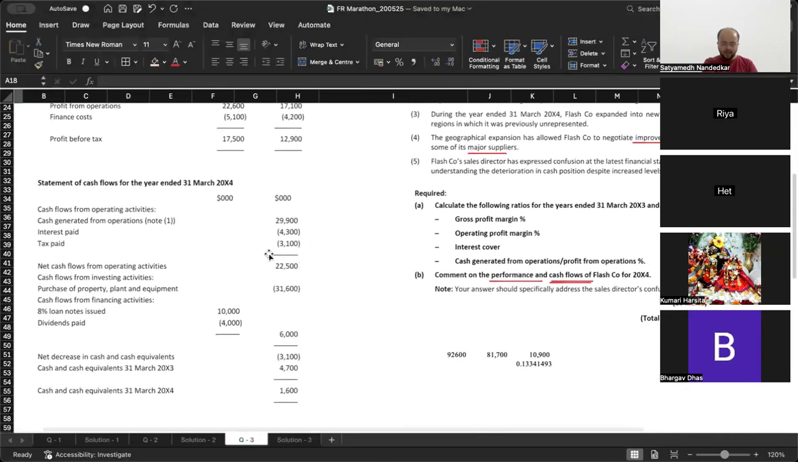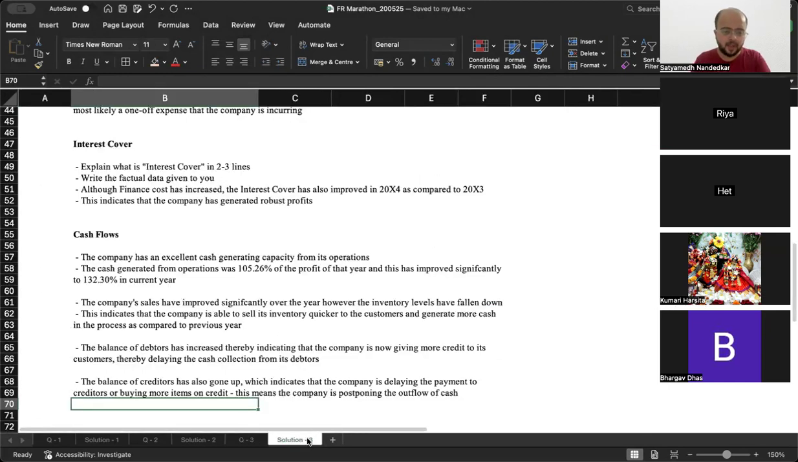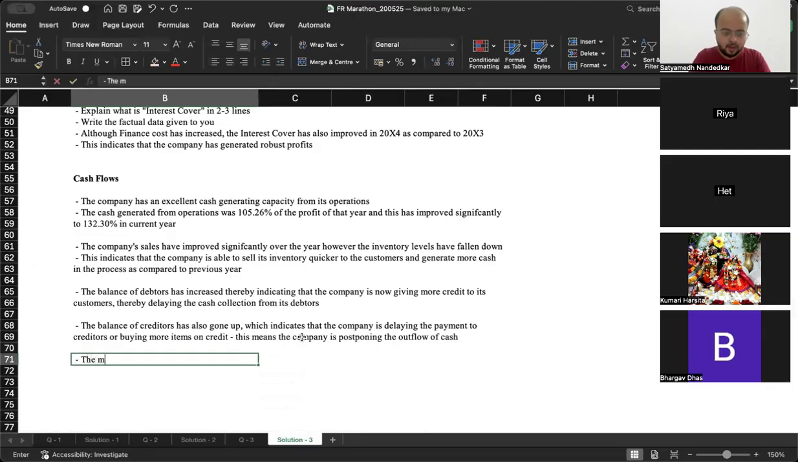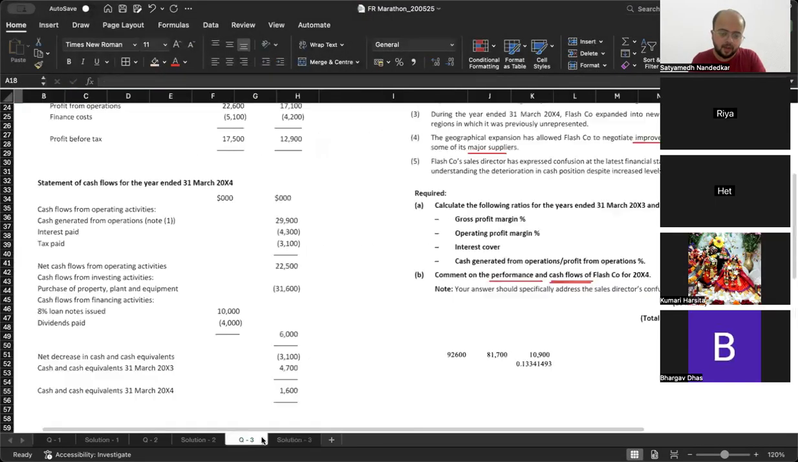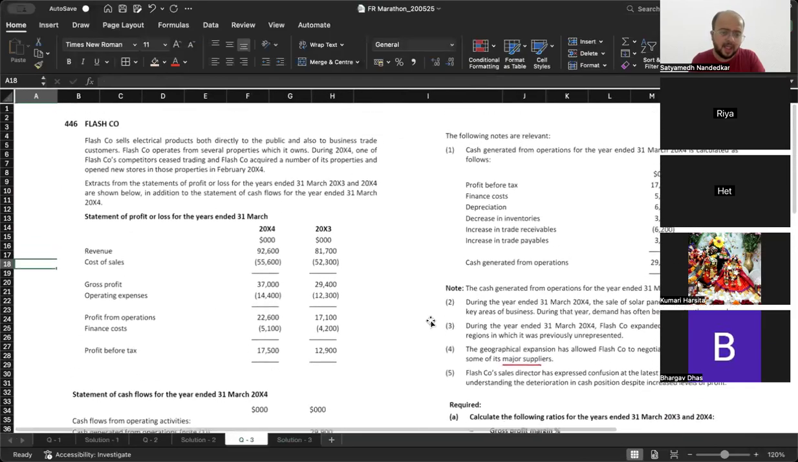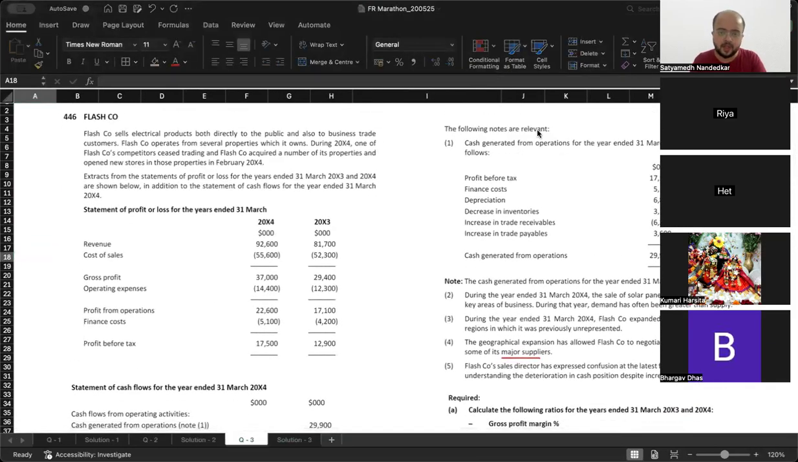Then ऑपरेटिंग एक्टिविटी का कैश फ्लो है 22,500, फाइनेंसिंग एक्टिविटी का कैश फ्लो है 6,000. द मेजर आउटफ्लो इज ऑन अकाउंट ऑफ परचेस ऑफ प्रॉपर्टी प्लांट एंड इक्विपमेंट. ठीक है, राइट दैट डाउन. The major outflow during the year is on account of acquisition of property, plant and equipment. उस पे और क्या कमेंट करेंगे आप बताओ? एनीथिंग इन द क्वेश्चन दैट टेल्स यू कि यार ये एक्सपेंडिचर ना वैलिड है, ये होना चाहिए एक्सपेंडिचर.